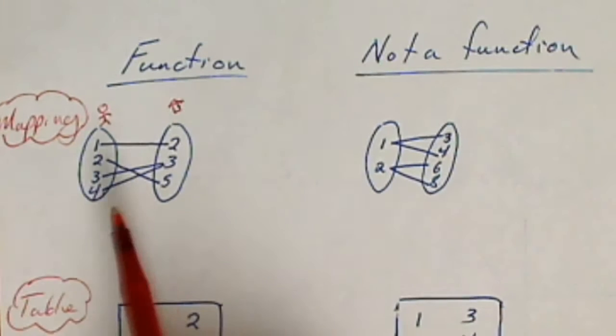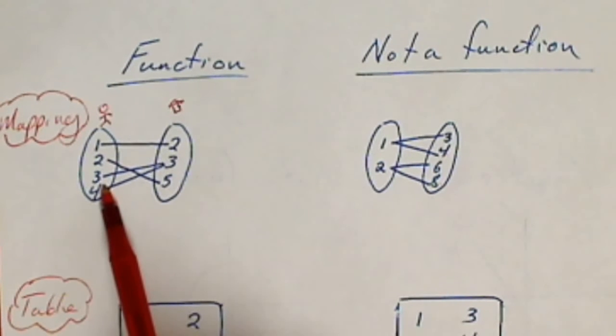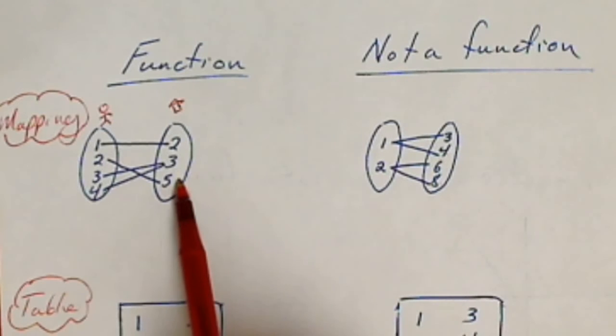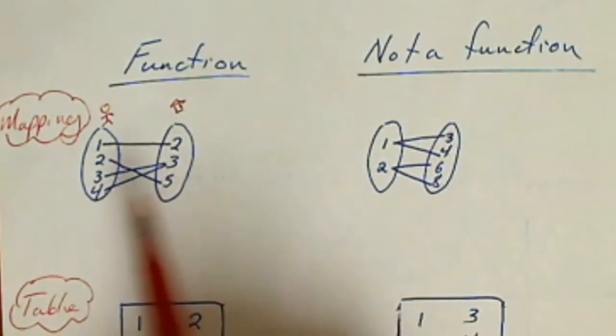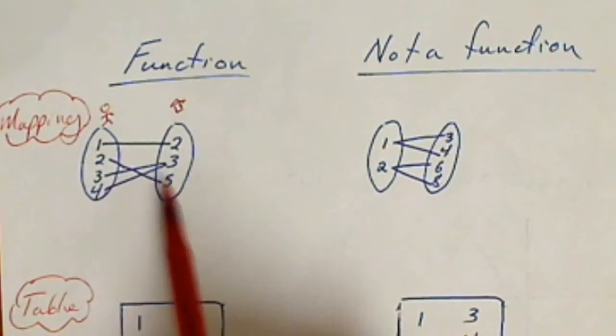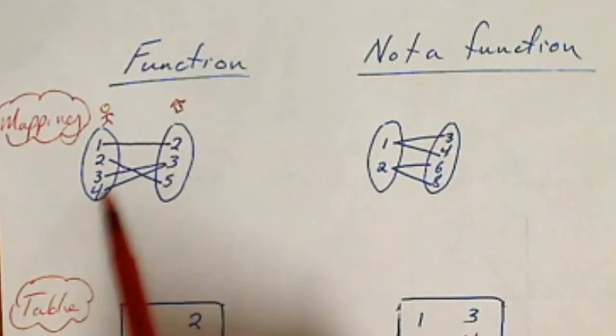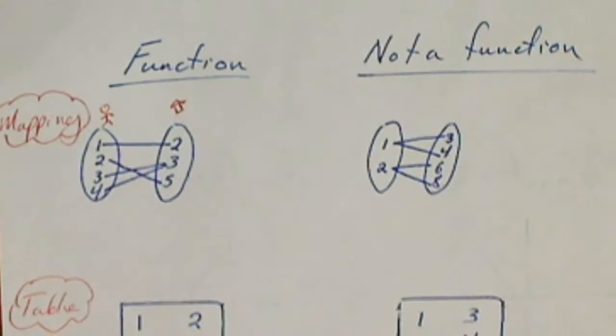The bottom line is all the numbers over here on the left are your inputs or your x's. All the numbers on the right are your outputs or your y's. Just to give you an idea what the coordinates are, this is (1, 2), (2, 5), (3, 3), and (4, 3).